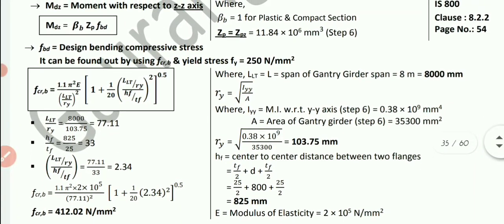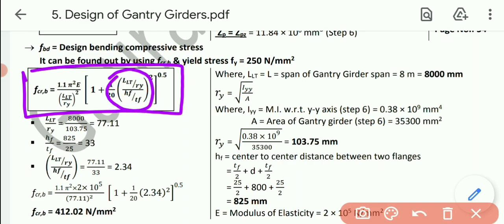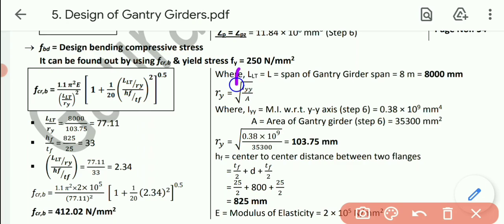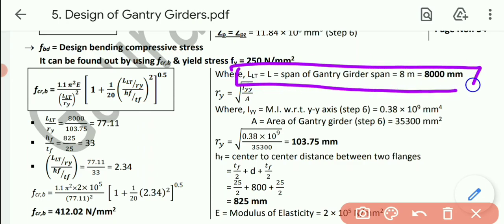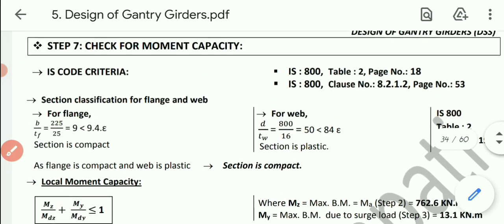In order to calculate FCRB, first of all, this is the formula of FCRB as per the clause. Now the unknown parameters you can see are LLT by Ry, then HF, TF. So let's start with the unknown parameters. First, LLT, L stands for the span of the gantry girder, that is 8 meter, so that is 8000 mm. Then Ry, that is the radius of gyration, root of I by A.